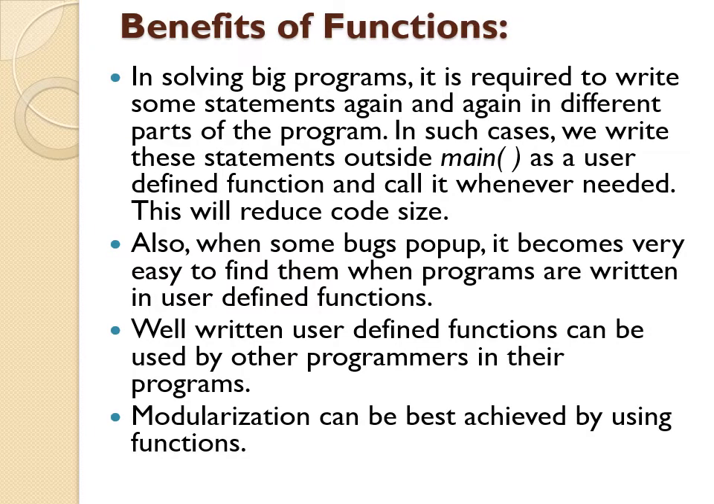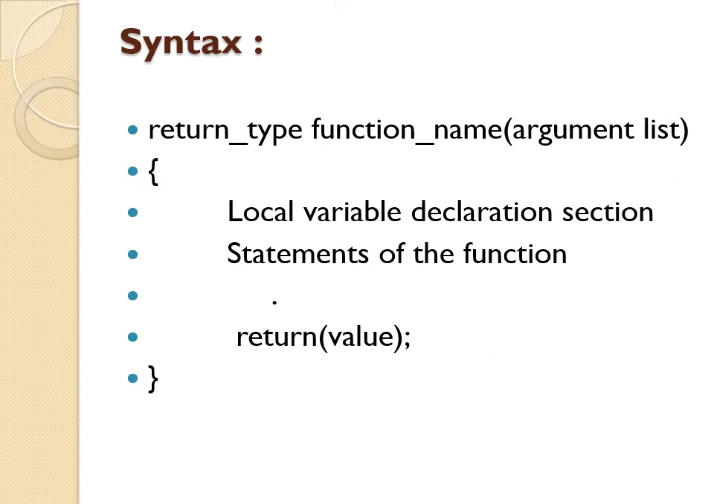A function will have a return type, function name, and arguments to be passed to that function. The function body contains local variables and the statements within that function. And finally, there will be a return value depending upon the return type.